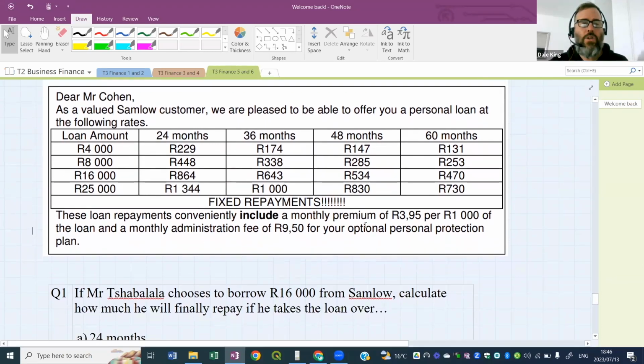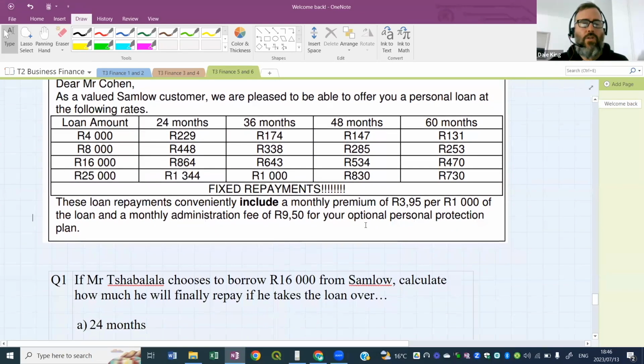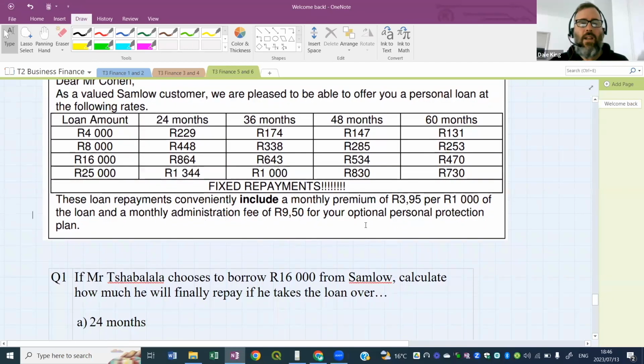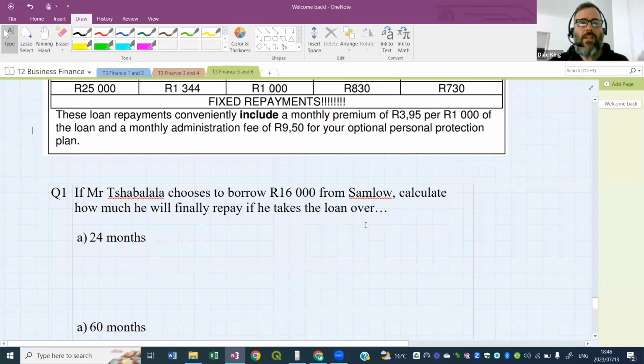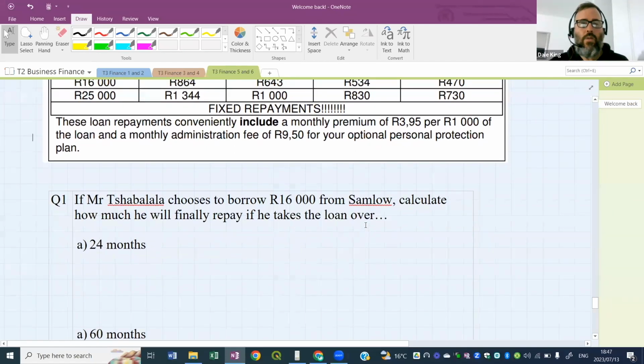So here we go. Question 1. If Mr. Chabalala chooses to borrow 16,000 Rand, calculate how much he will finally repay if he takes the loan over 24 months and 60 months.